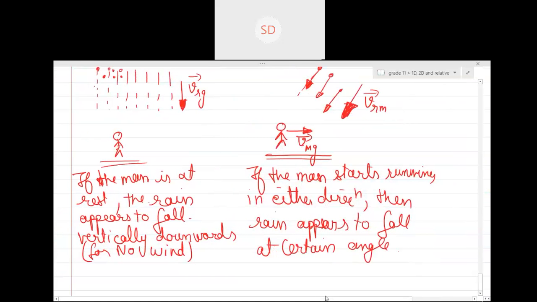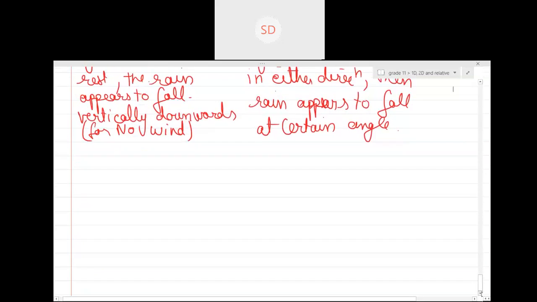Sir, what is the physics behind this, that is what we want to see. Look, we come straight to the questions. With the help of questions, we'll understand what exactly the concept is. Rain is falling vertically down.